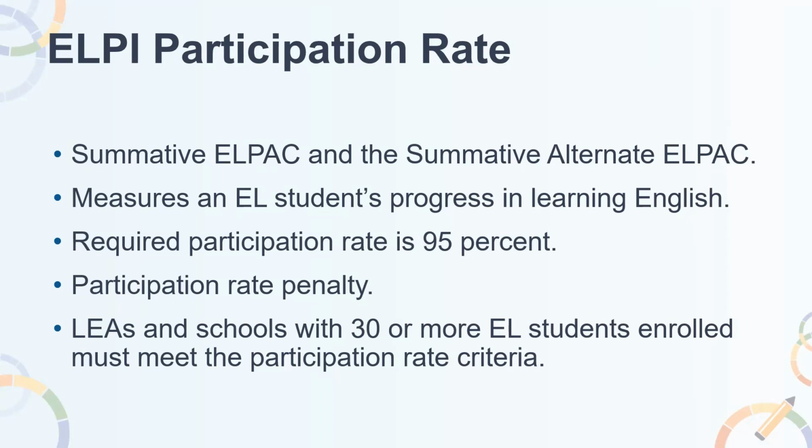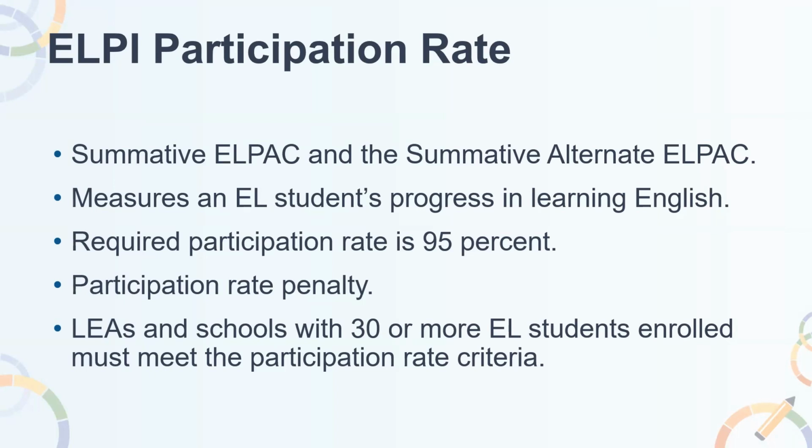The purpose of the summative LPAC and the summative alternate LPAC is to measure an EL student's progress in learning English and to identify EL students' levels of English language proficiency. To ensure districts and schools are testing all of their EL students, the California Department of Education, or CDE, requires that they meet or exceed a participation rate of 95% on the summative LPAC and the summative alternate LPAC.